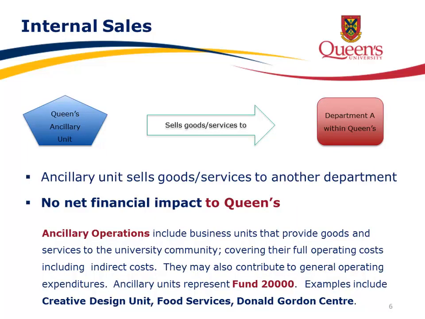Internal sales. Only ancillary operations will record internal sales. There is no net financial impact to Queen's. Ancillary operations include business units that provide goods and services to the university community, covering their full operating costs, including indirect costs. They may also contribute to general operating expenditures. Ancillary units represent Fund 20,000. Examples include Creative Design Unit, Food Services, Donald Gordon Center, just to name a few.